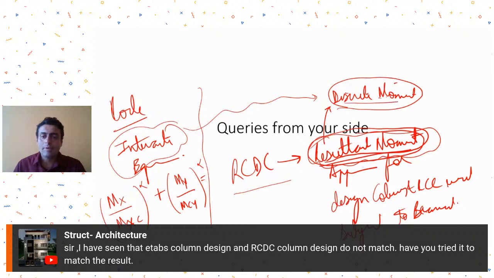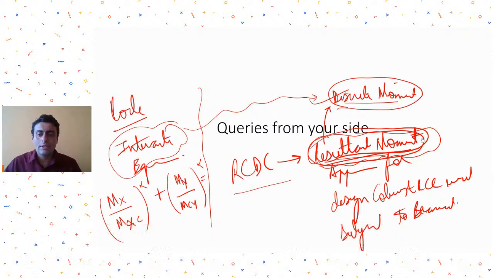Discrete moment method, I'll again repeat, is the process which is followed by the code and which is followed by STAAD, ETABS, etc., based on the interaction equation principle. And RCDC as a default uses the resultant moment approach. So if you use the resultant moment approach, you will see results different from ETABS or codal results. But when you change the setting and start using the discrete moment approach, then your values will start matching. You need to understand the philosophy that is being used, and accordingly you can then verify.